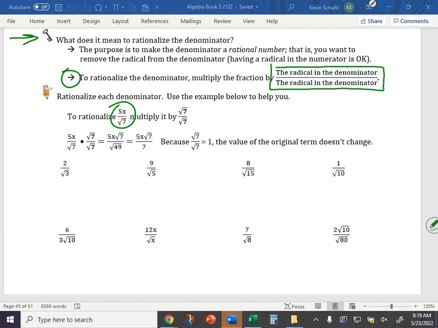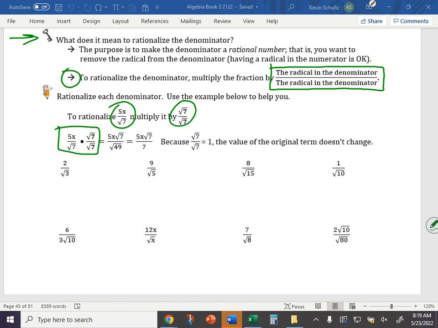Because what is anything divided by itself? 1. Anything divided by itself is 1. Whether it's a whole number, 5 divided by 5, a variable, n divided by n, or something as funky as root 7 divided by root 7. Anything divided by itself equals 1. So when we multiply 5x over root 7 by root 7 over root 7, we're really just multiplying by 1.